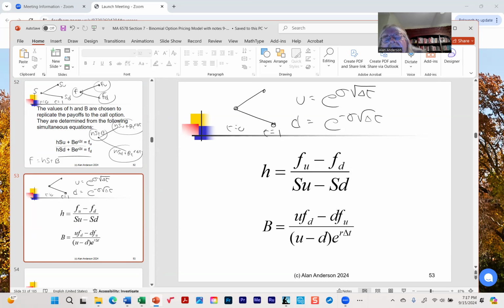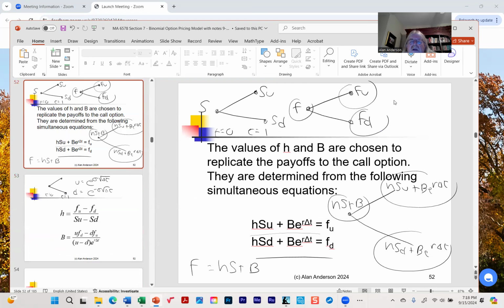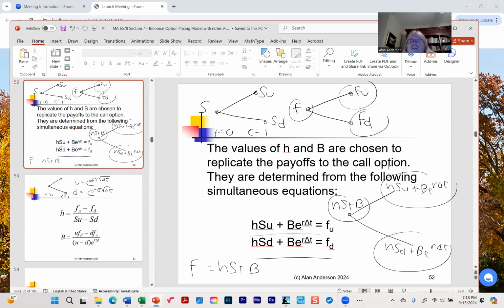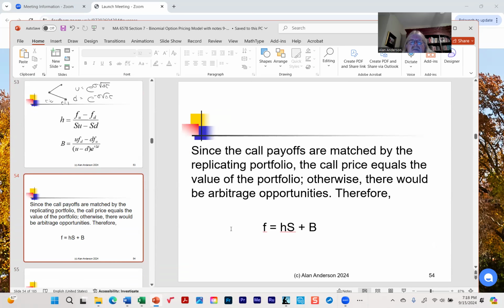Okay. And so if we used a different value of U and D, we'd have different calculations for H and B as well. Okay. So this is what we have. And now you're probably wondering, well, what happens if we substitute some of these values in here? So, like I said before, assuming that the cash flows are the same at the maturity date, that implies that the prices are equal today. And that's where we get this.